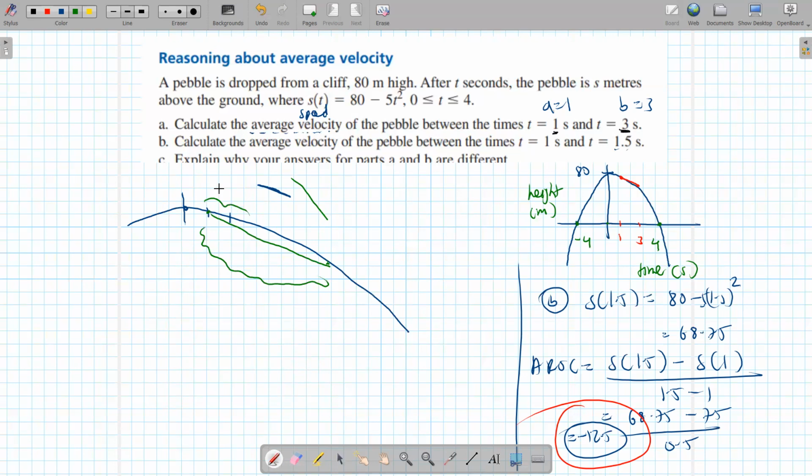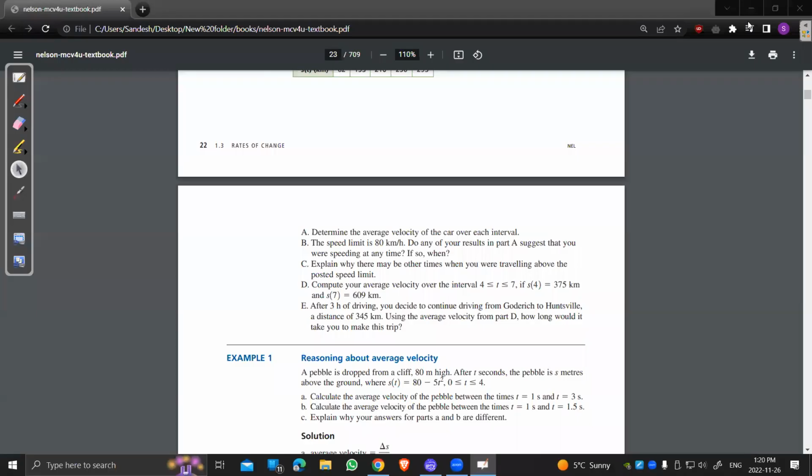But the answer to part C is because it's not a straight line, it's a curve, and the speed, the tangent line or the secant line, is going to be different depending on which 2 points you picked. Like if you picked a point from here to here, the speed is 0. So that's the average speed.